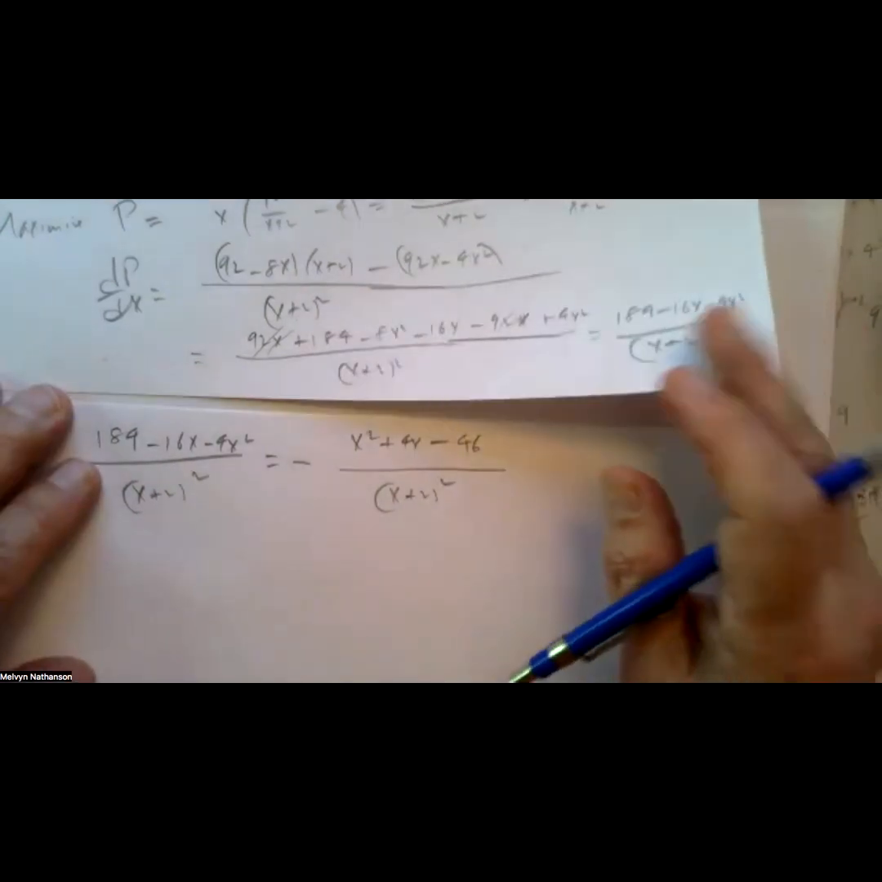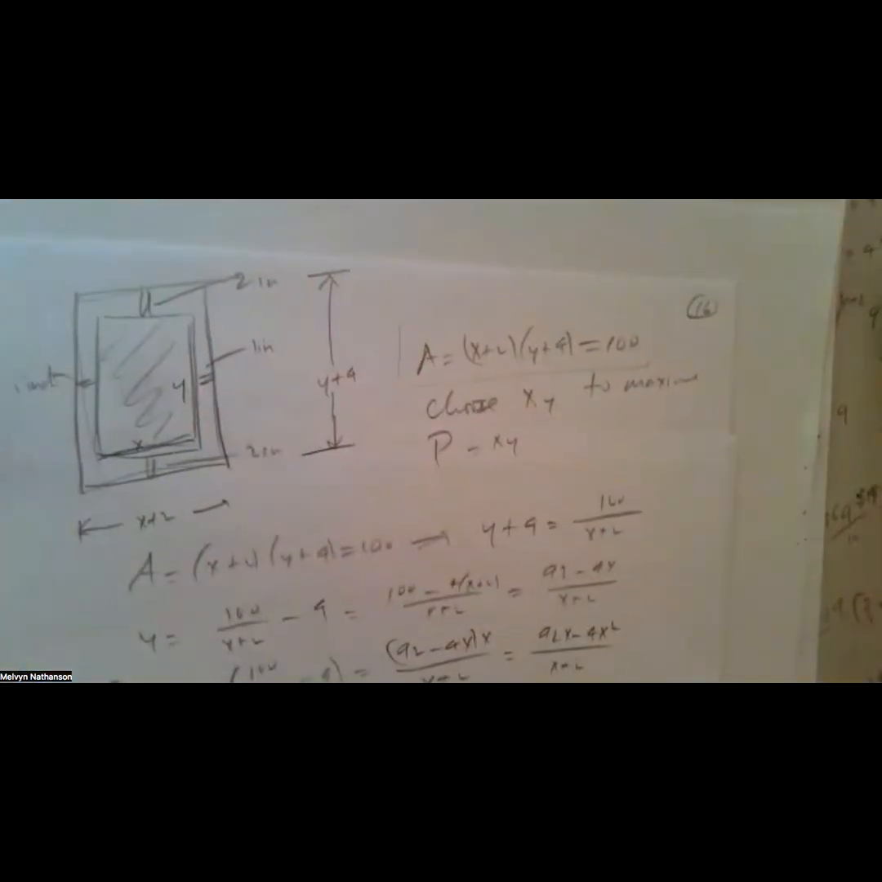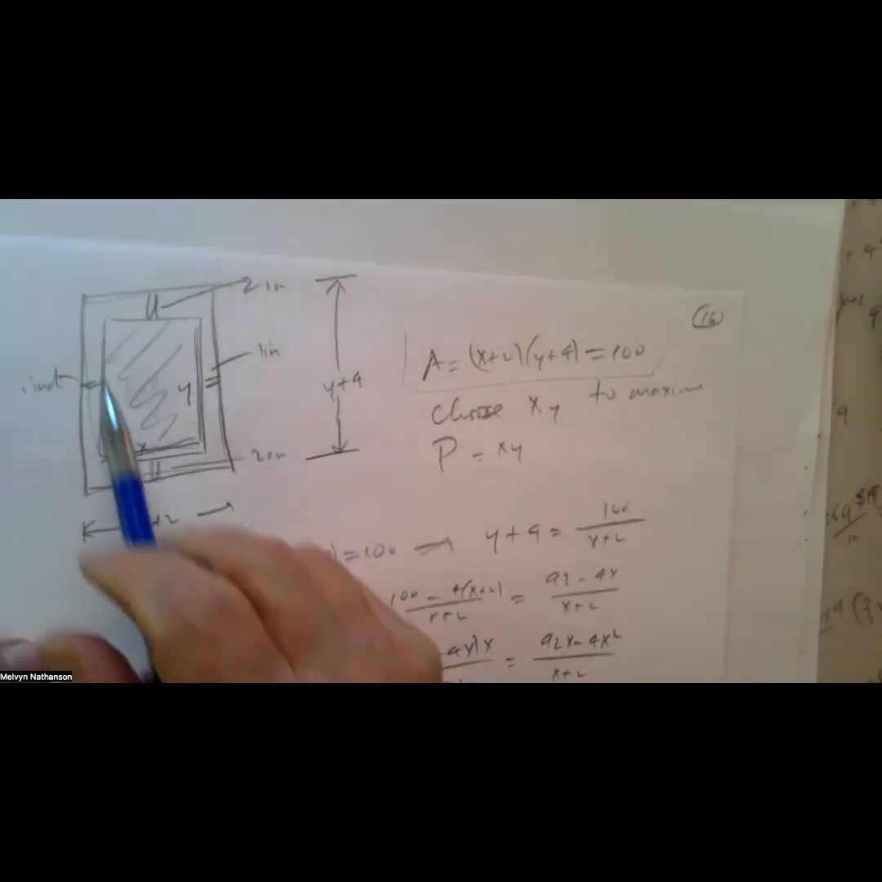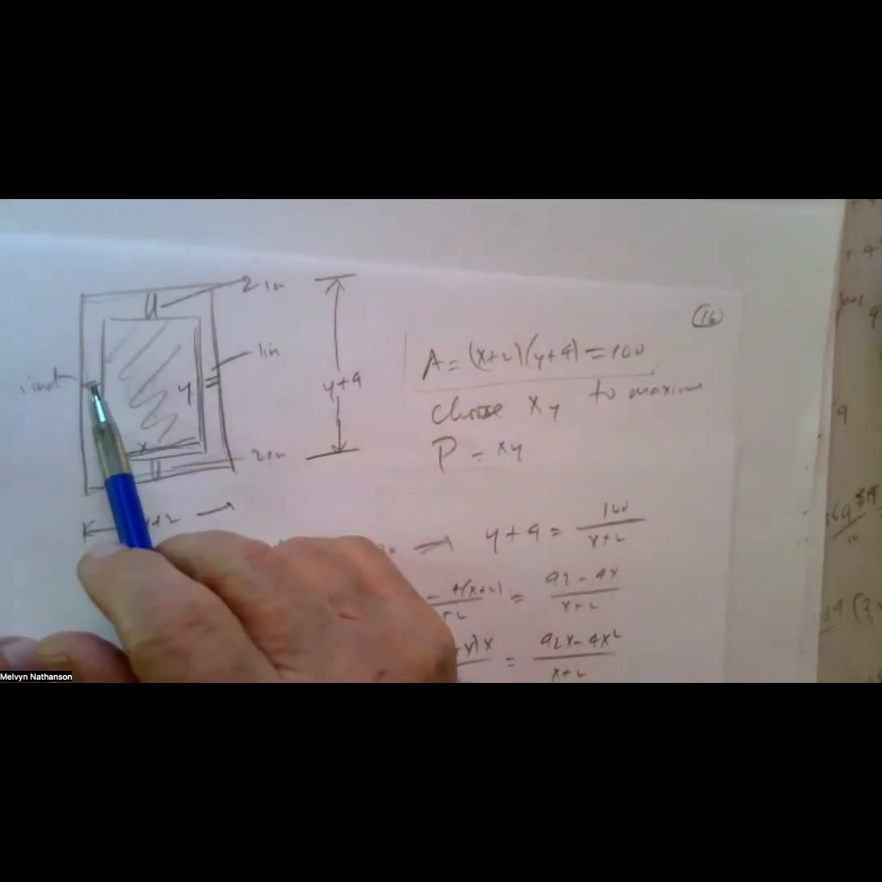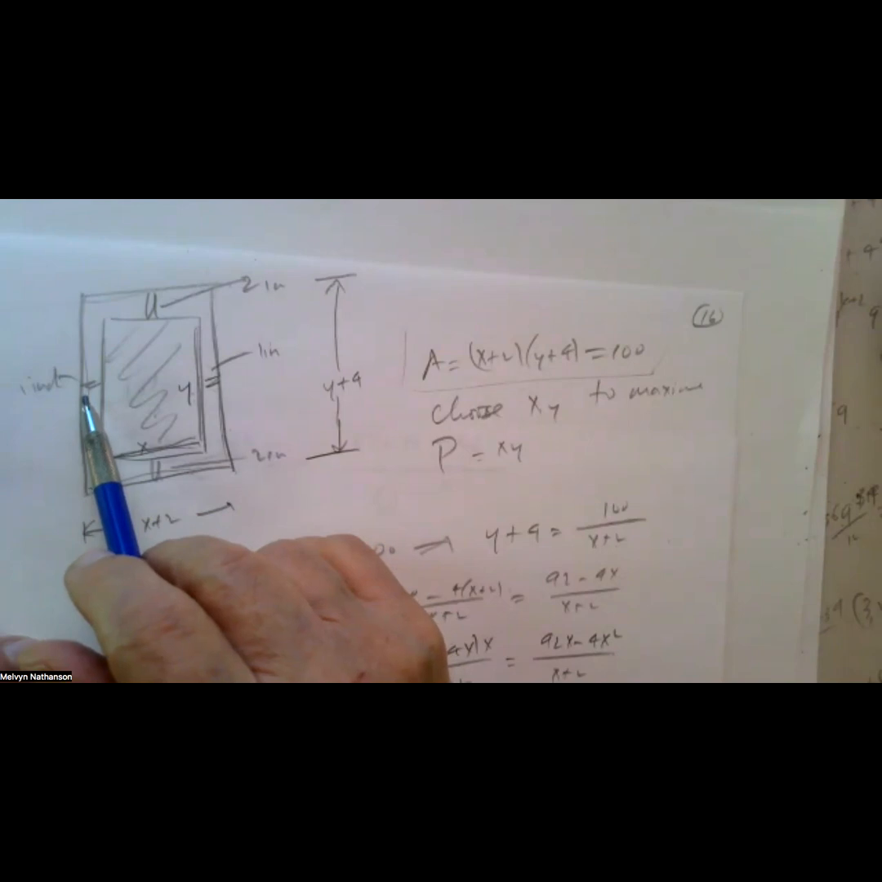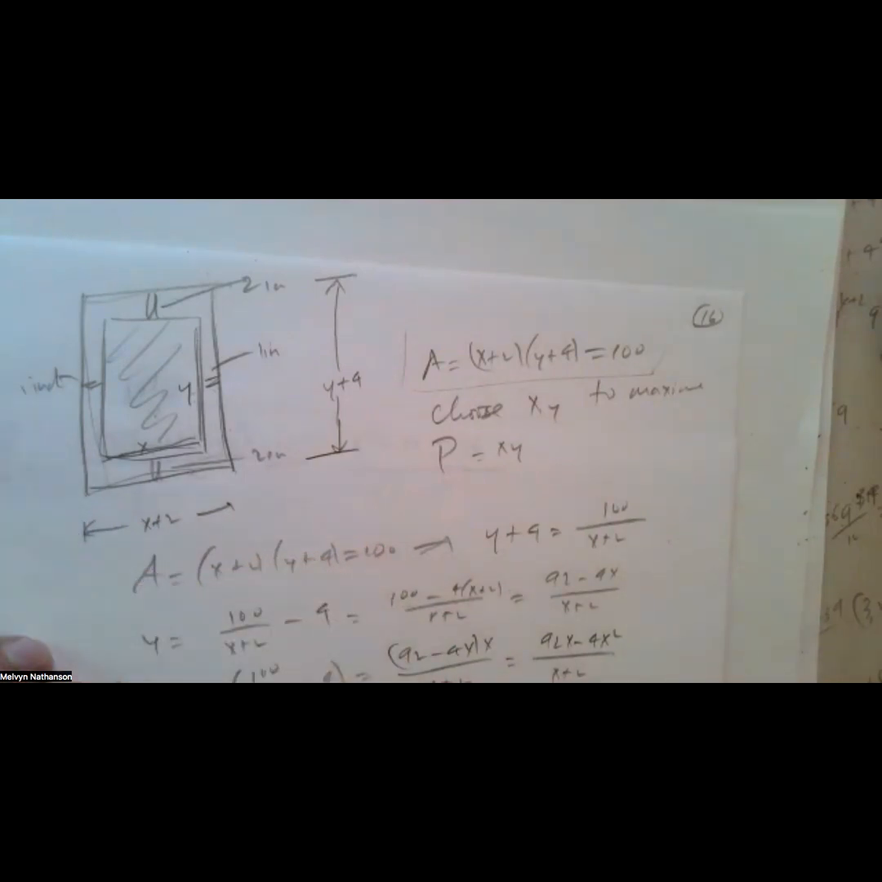So I just want to go back and double check what I did. So we have a rectangular poster. Oh, I see. There's this sort of ambiguity here. Wait a minute, no. A rectangular poster is to have an area of 100 square inches with a 1-inch margin on the right and the left and a 2-inch margin on the top and bottom. Find the dimensions of the poster with the largest printed area.